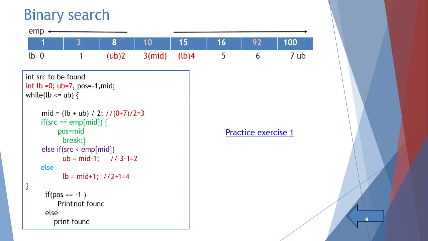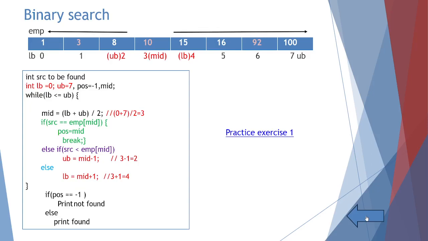Else if, we are actually trying to understand else if and else in this. Else if SRC, that is the search element, is less than emp of mid. Mid is still 3. Emp of mid means 10. SRC is less than 10.